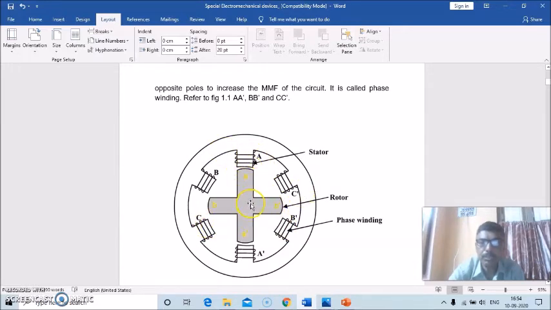And I told you that the rotor doesn't have any winding. So these stator windings are the phase windings, and this is the rotor. These are the rotor axes, BB dash, AA dash.